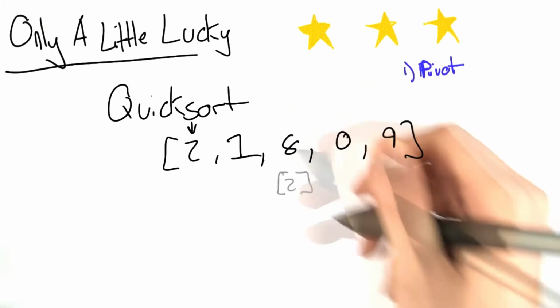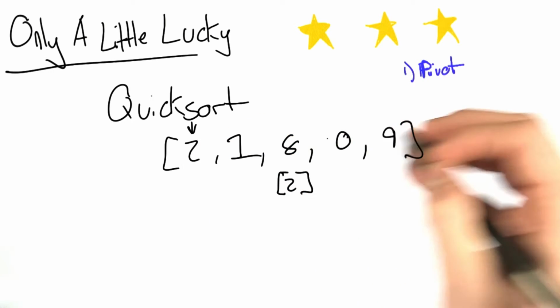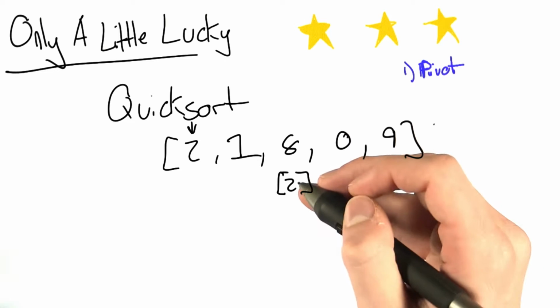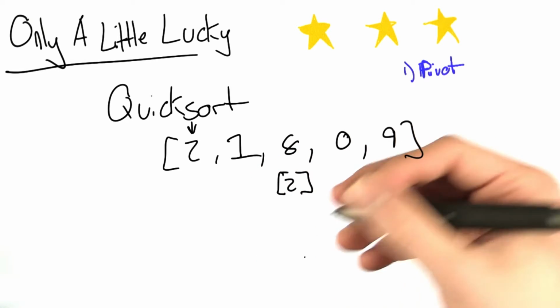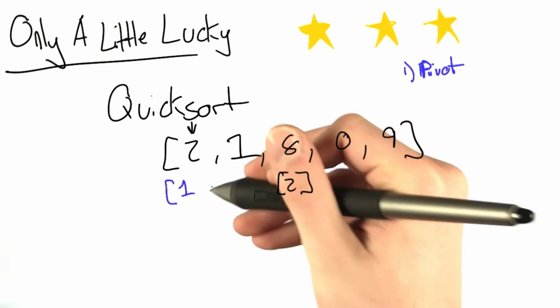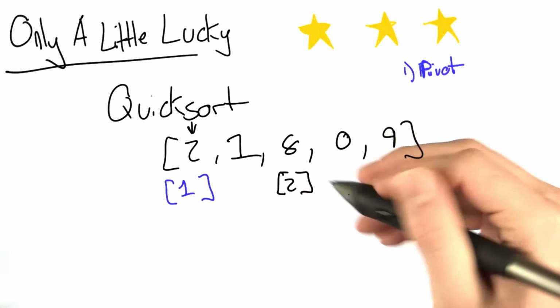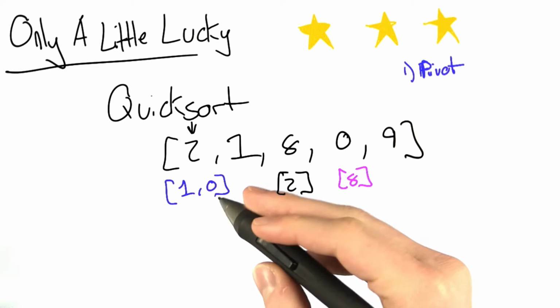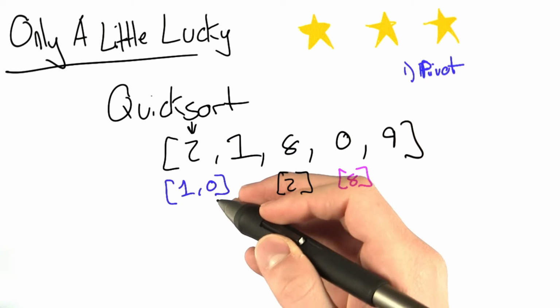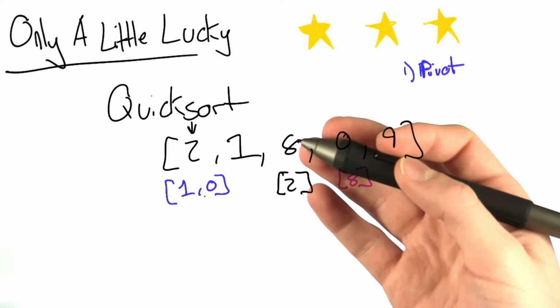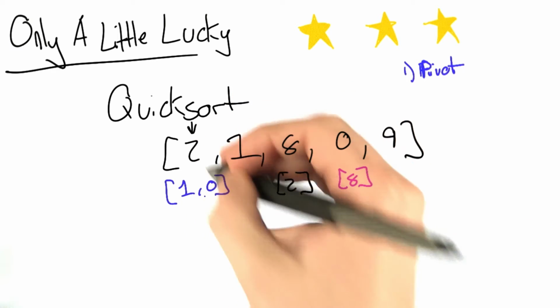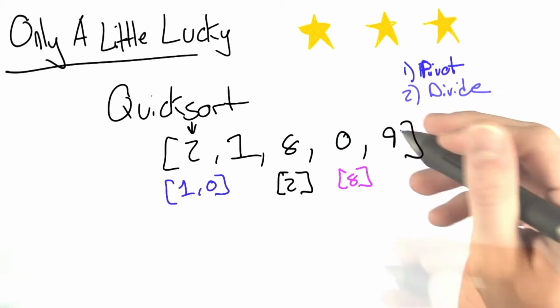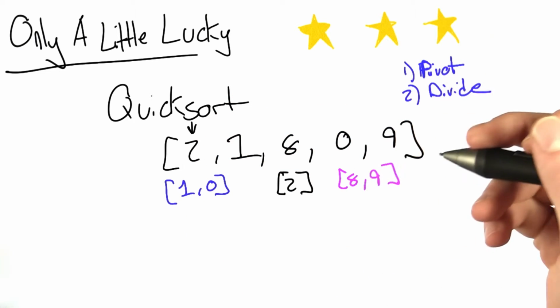So let's do that. We have our pivot point 2, and now we're going to go through the rest of the elements and decide whether or not they're greater than or less than 2. A pretty simple operation. So 1 is less than 2. We're going to add it to this list. 8 is greater than 2. 0 is less than 2. Notice how I didn't bother with the ordering of the sublist. We're going to take care of that by recurring Quicksort onto the sublist of each side. 9 is greater than 2, and we're done.